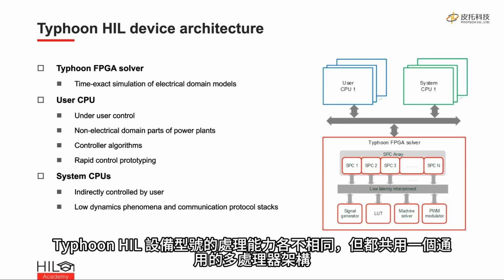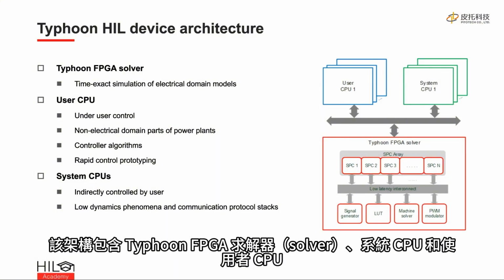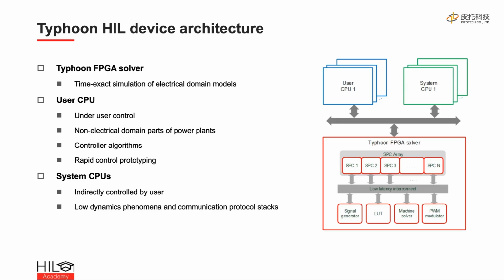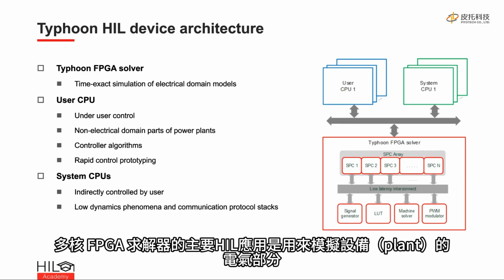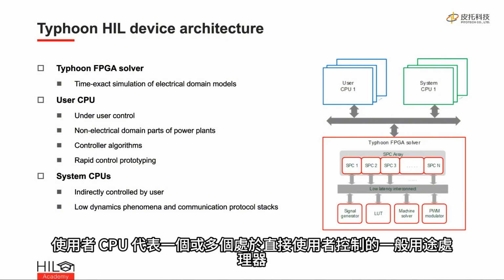Typhoon HIL device models vary in processing power, but share a common multiprocessor architecture which contains a Typhoon FPGA solver, system CPUs, and user CPUs. The multi-core FPGA solver is optimized for time-exact simulation of electrical domain models. Its main HIL application is to simulate the electrical part of the plant. User CPUs represent one or more general-purpose processors that are under direct user control.